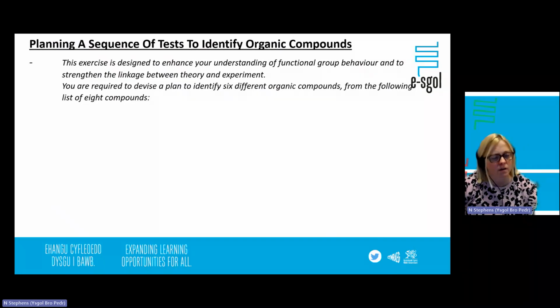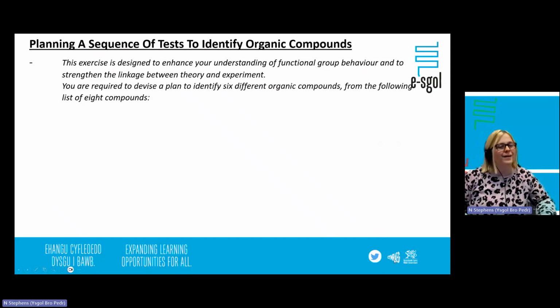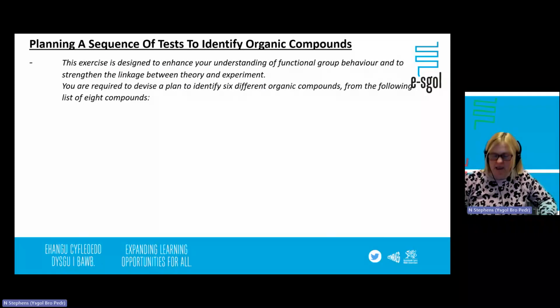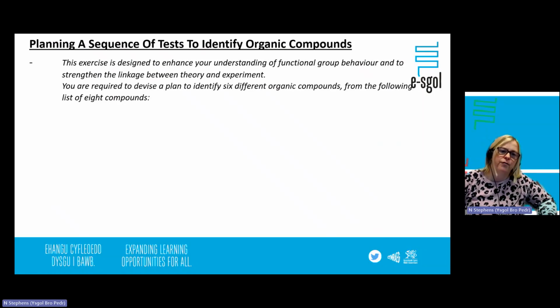For example, they've done the Tollens test, etc., and the 2,4-DNPH observations. So hopefully you've at the very least planned this sequence of tests, because don't forget, this is going to be theoretically tested, not practically tested, in May. So it was designed to enhance your understanding of functional group behaviour and to strengthen the linkage between theory and experiment of a lot of the content in Unit 4, of course.